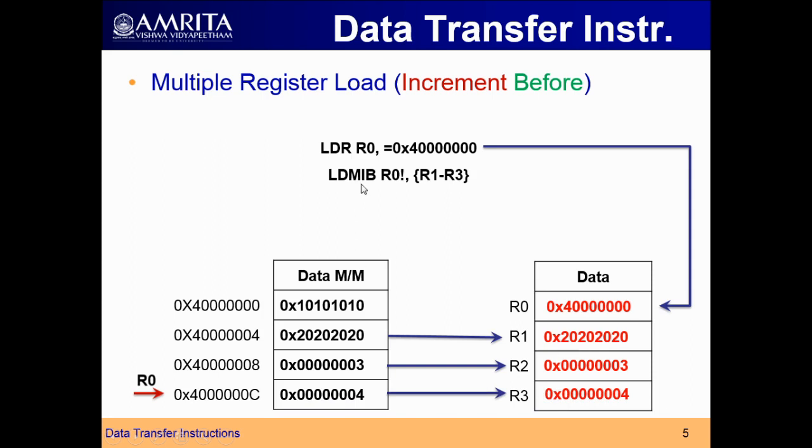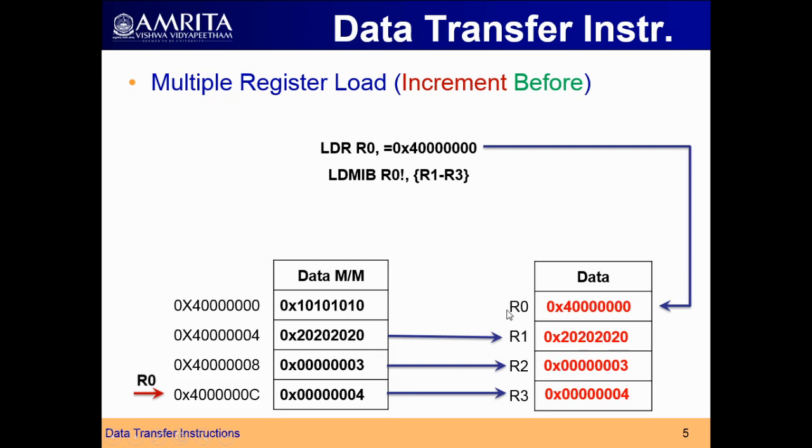So what is the difference between increment after and increment before? In increment before, before performing load, incrementing of the address pointer will take place. That means first the address pointer will be incremented to 4004, then only the movement will take place, right? Again it will increment, movement will take place. Like that it will keep on going until the last register gets the data, right? So after executing this instruction, the corresponding registers will have the corresponding data.